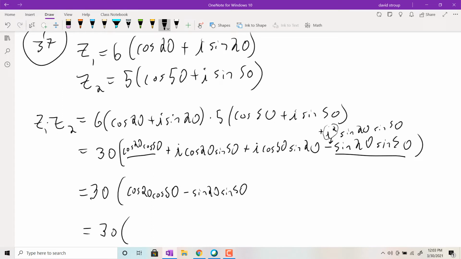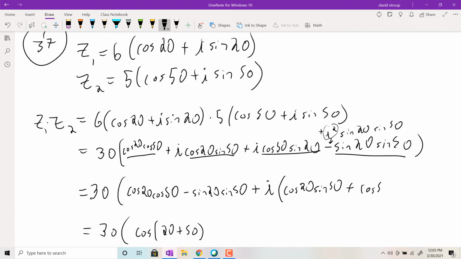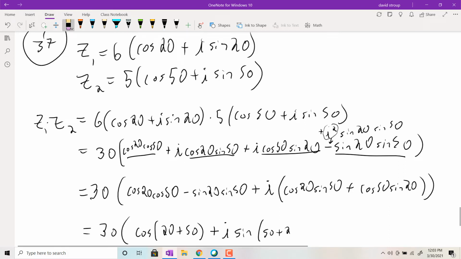So this would be 30 times this thing is cosine of 20 plus 50. And then you have plus, and I'm going to factor out the i part. And what do I have left? I have cosine 20, sine 50, and then plus cosine 50, sine 20. And you could apply the same sine formula to that. So you get plus i sine of 50 plus 20, or 20 plus 50. Let's put 20 plus 50 just so we can see a pattern happening.